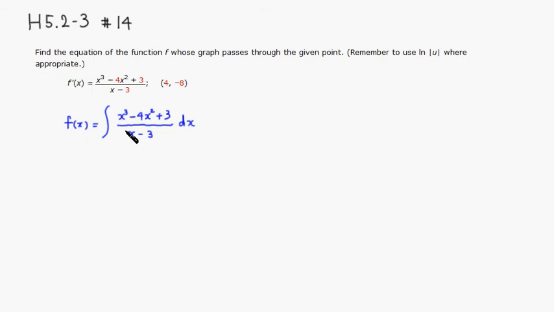This one is kind of hard to find the antiderivative directly from here, so I'm going to do a little bit of rewriting. Let's do a long division. We have x cubed minus 4x squared. Then there's no x term, so I'm going to leave a little bit of room here. And 3. Then we divide it through by x minus 3.